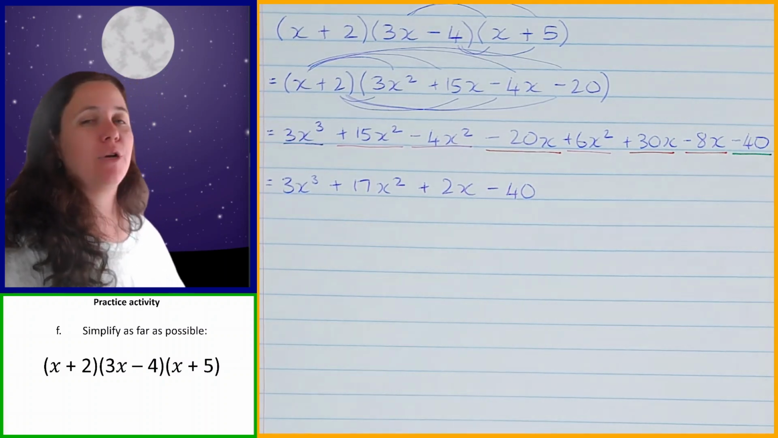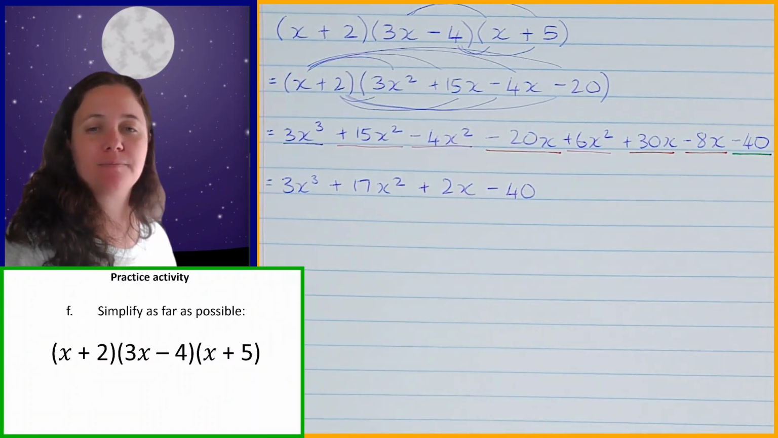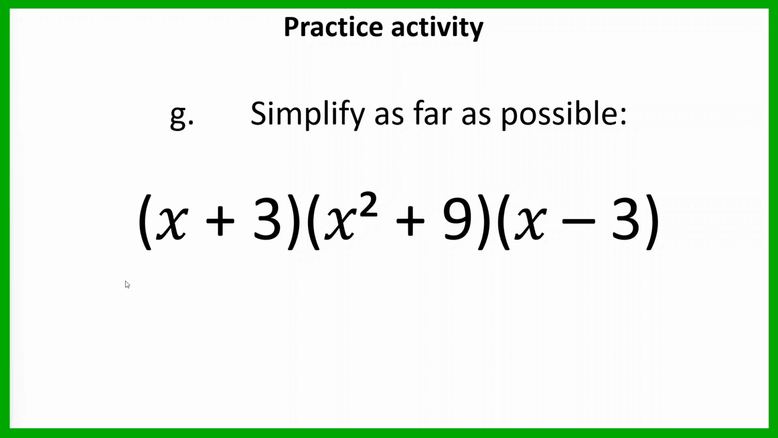Okay, right, now we're going to go on to question G. Here we've got x plus 3 multiplied by x squared plus 9 and multiplied by x minus 3. I'm going to give you 1 minute for this question.